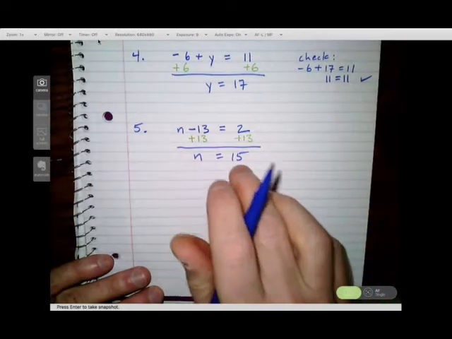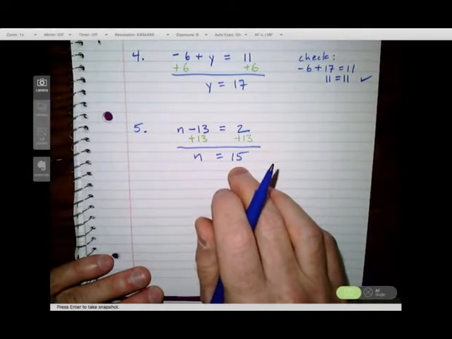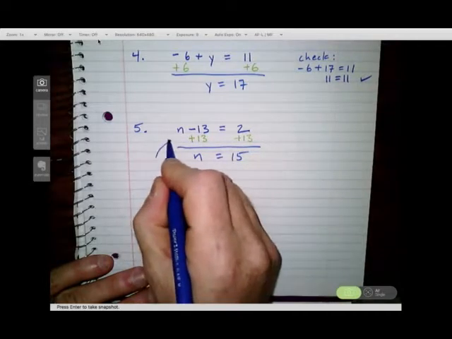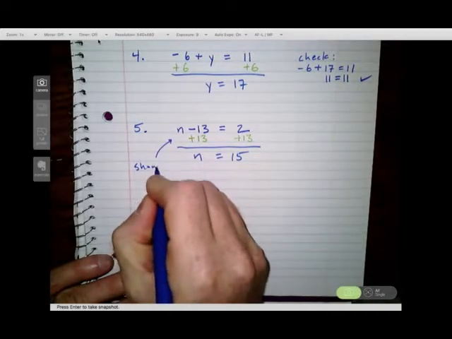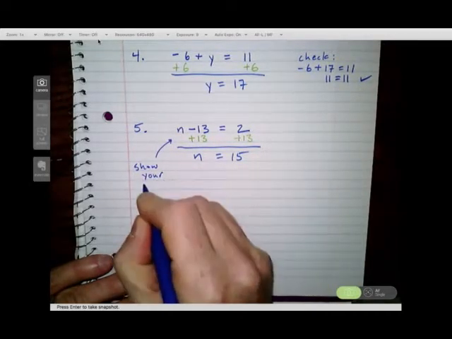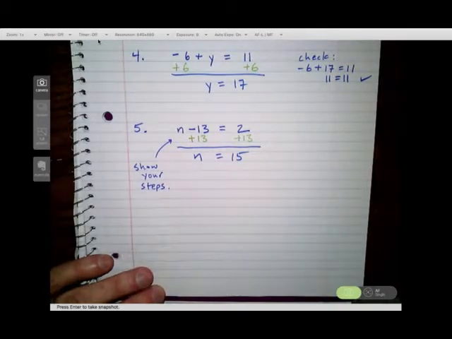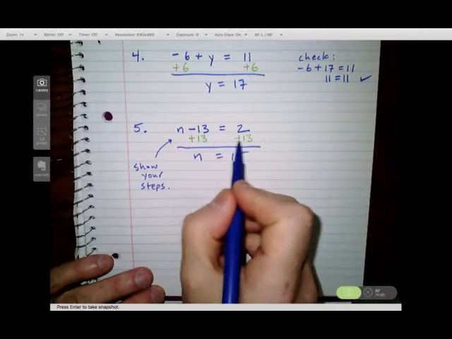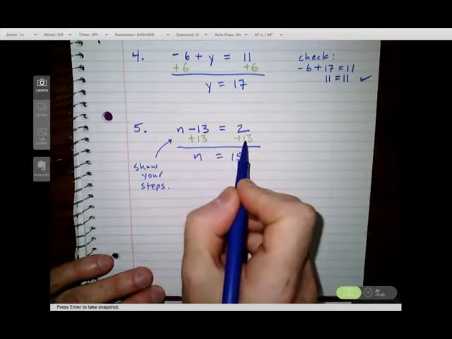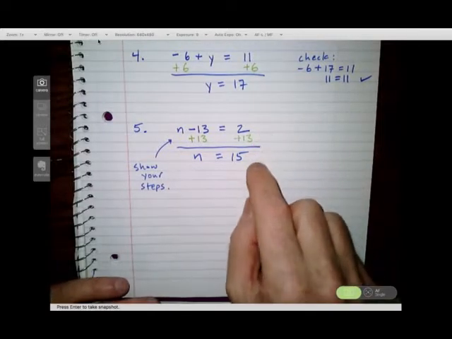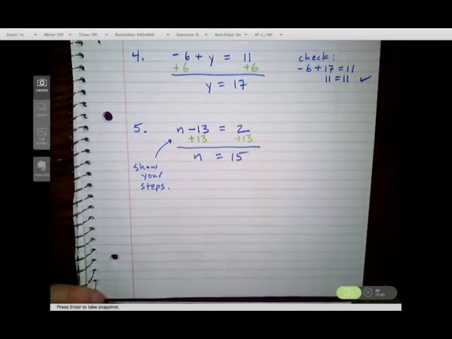Okay, again, like I said, even though something like this you might be able to do in your head, for now, I want you to show your work. Okay, I'm going to just write that again. Show your steps when you solve the equation. Okay, I want to see this written out on your assignment for now. I want to see the plus 13 in this case written on both sides. Eventually, like I said, I won't be checking every step so much. But for now, since we're just starting, I really want to see you write them down on your assignments.